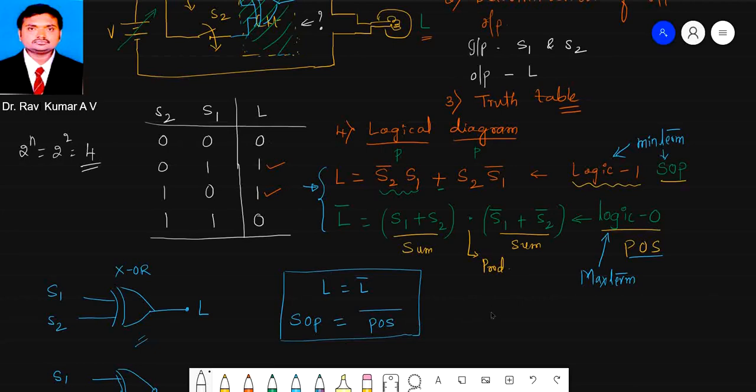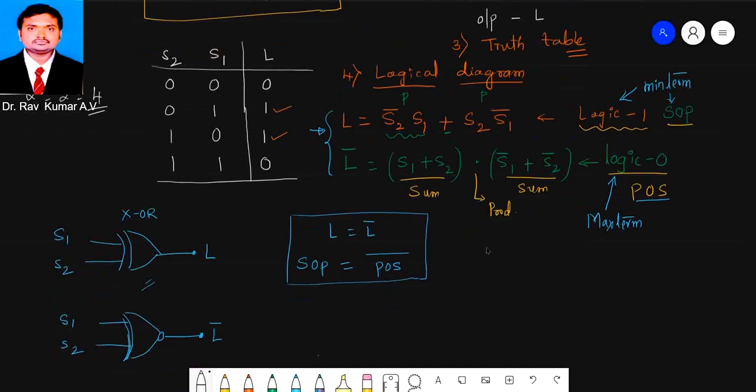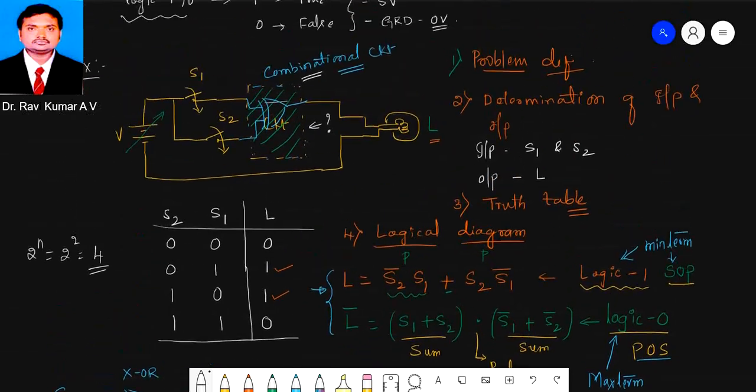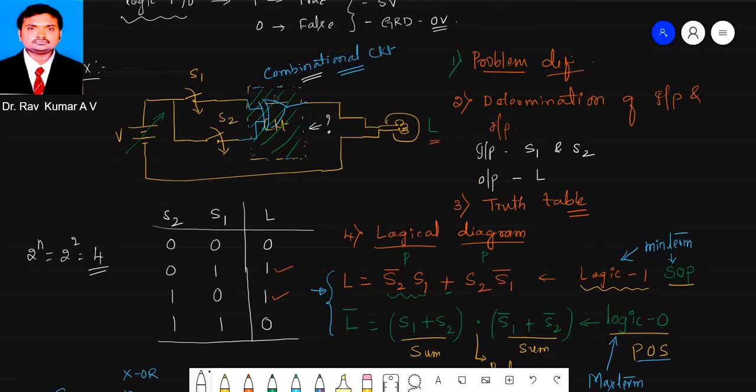Now implement this logical expression into a logic diagram. What we get first as the SOP expression is in the form of an XOR gate, and the POS expression is an XNOR gate. So this is supposed to be implemented in this combination logic circuit. Once you operate the input, obviously we'll get the output. That means the output variable depends directly on the input variable. This is what the combination logic circuit means. Here there is no requirement of a memory element.